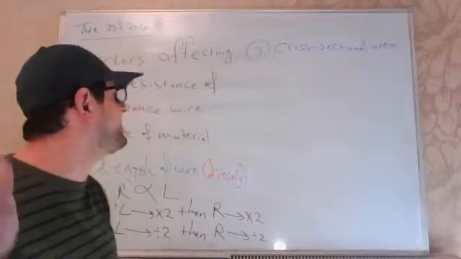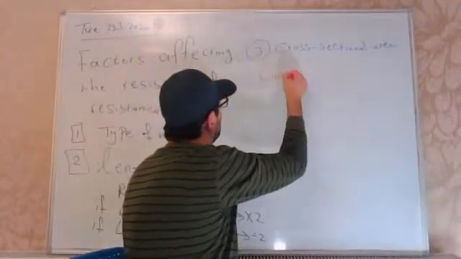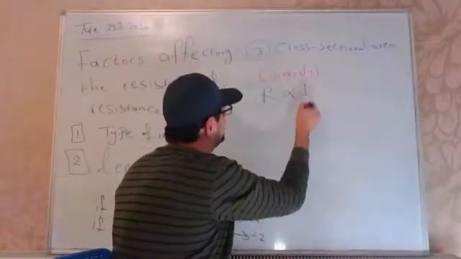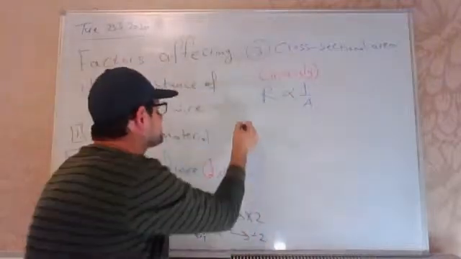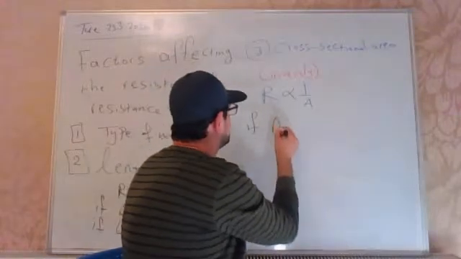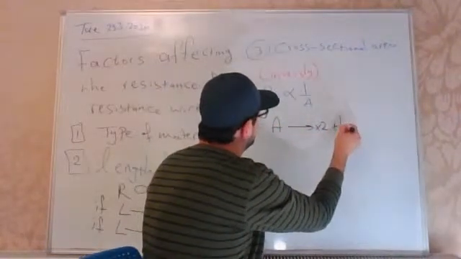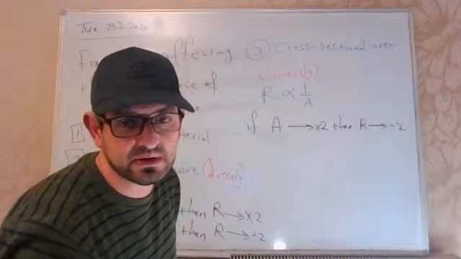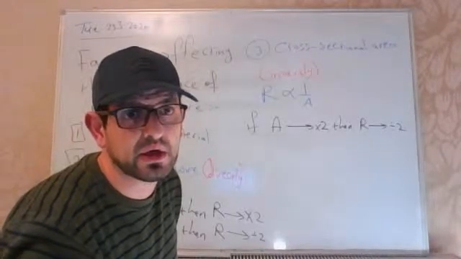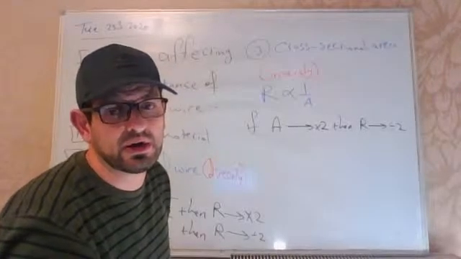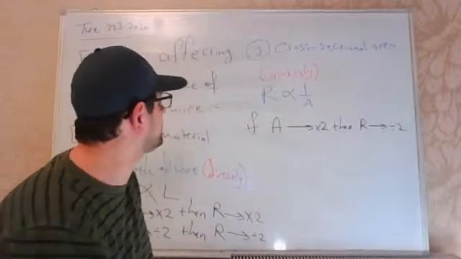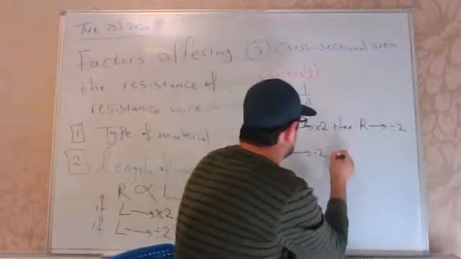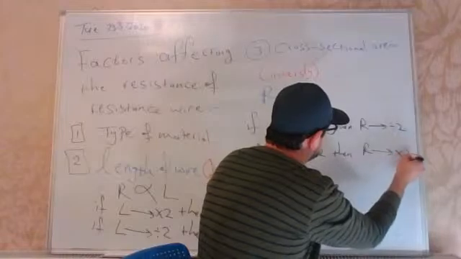Inversely, we write it like this: R inversely proportional to the cross-sectional area. This means if the cross-sectional area has been doubled, then the resistance will be halved. And also, if the cross-sectional area was halved, then the resistance will be doubled.